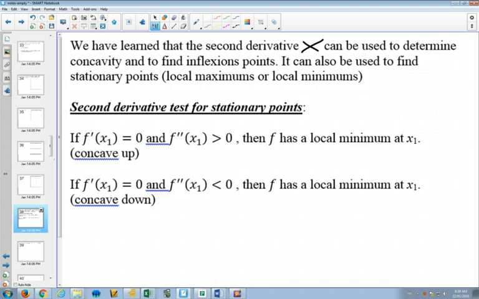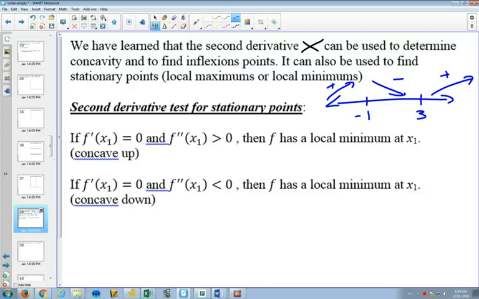Now, the first derivative test, do you remember finding where the first derivative was equal to 0? Say it was 0 at -1 and 3. And then you found if your first derivative was positive, your function was increasing. If your first derivative was negative, your function was decreasing. And then if it got positive again, it was increasing.